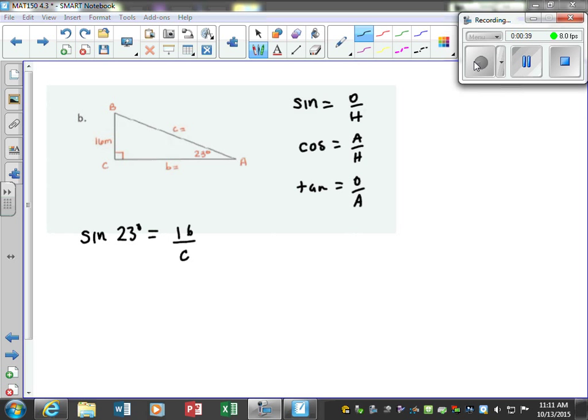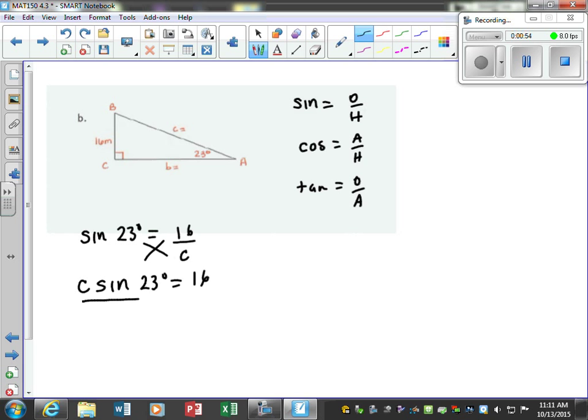Okay, so that would allow us to be sine of 23 is going to be opposite over hypotenuse, and from here we're cross multiplying and solving, so we get C times the sine of 23 degrees equals 16. Solve for C, so divide both sides by sine of 23 degrees. And C is approximately 40.95, and what are our units? Meters.